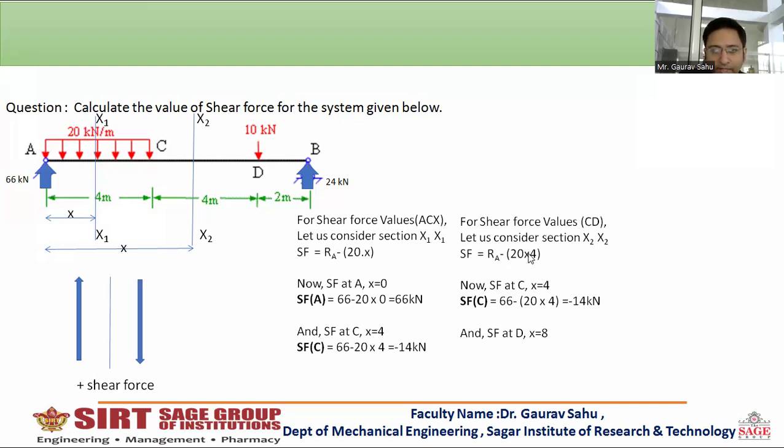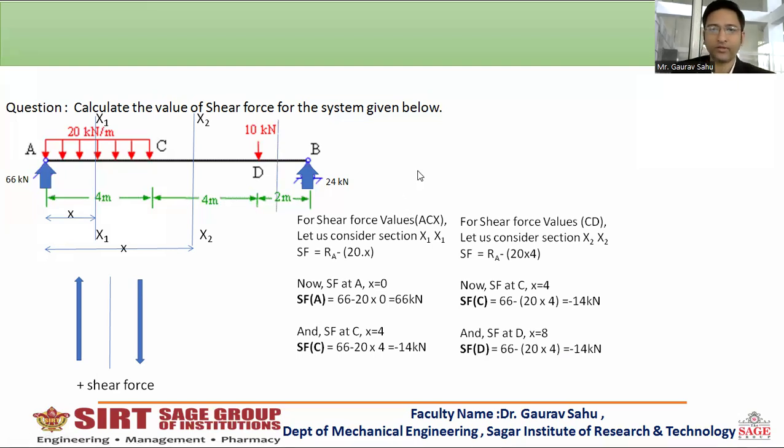SFC by putting the value of x equal to 4 in the SF equation is null and void, because here we are not finding any x value to put. This is a multiplication sign, this is not the sign of x. Remember it. It is just a formality to put the limit, but the limit is not applied over here. So we are getting direct values by putting the RA value: minus 14 kilonewton at point C, and at point D by putting the value of 66 here, again we are getting minus 14. So at C and D both we are getting the value minus 14 kilonewton.